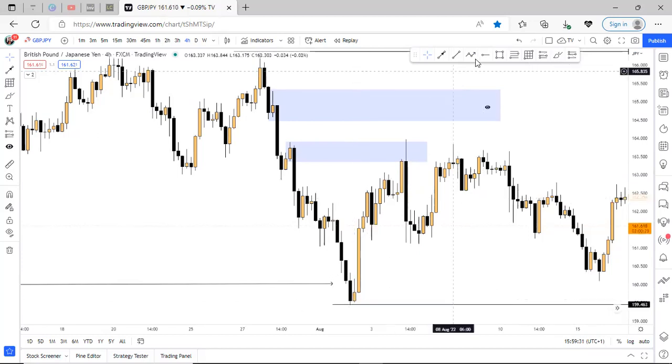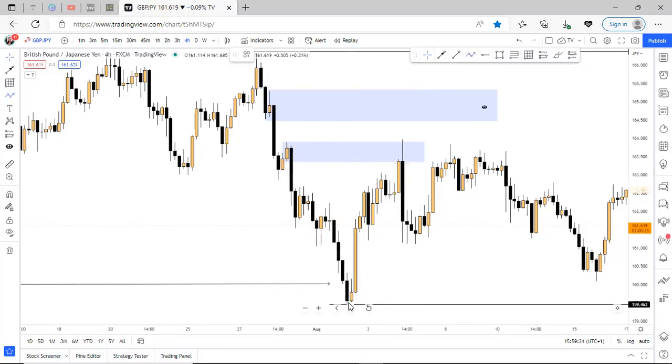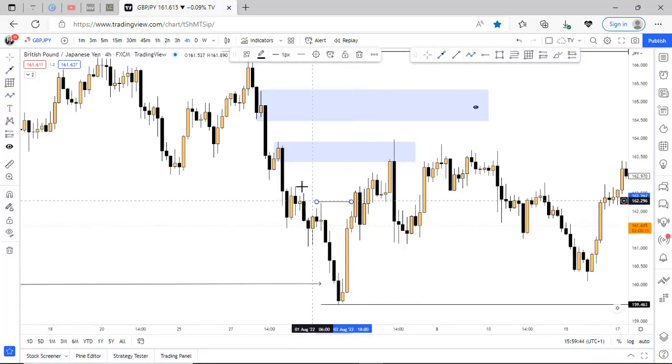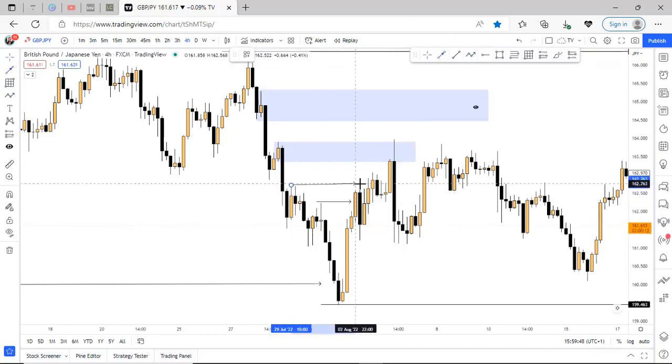Also, if you are to mark out your structure from this last low back up to where we have this particular point of interest now, you will see that the market has broken above lower highs, various lower highs. This was taken out. This was also taken out for us to get up into this level. Okay.